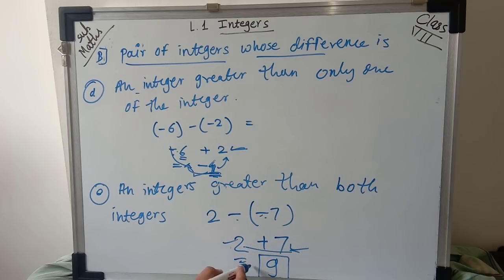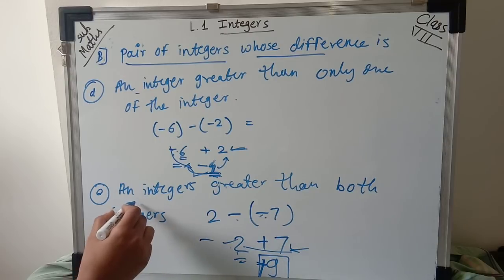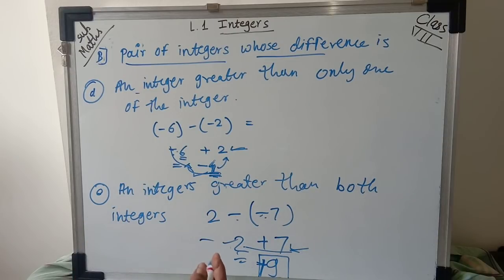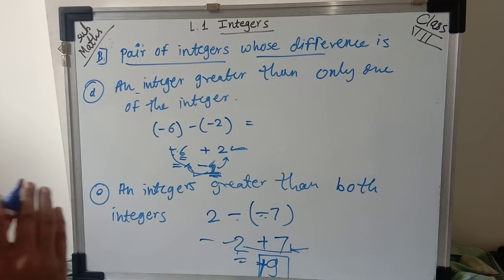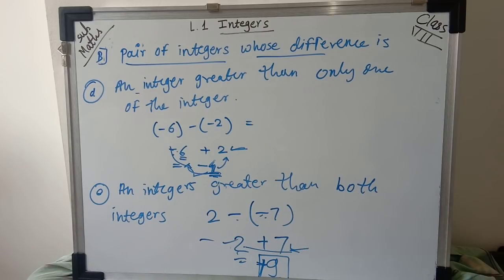Okay, so here we have given the sign of positive 2 and we got the positive 9, and positive integers are always bigger than the negative one. So here how will you find the pair of integers whose difference is greater than both the integers? One integer you have to take positive and another one you have to take negative. And remember students, if you are taking a positive integer, the whole number of that positive number should be greater than the previous one.